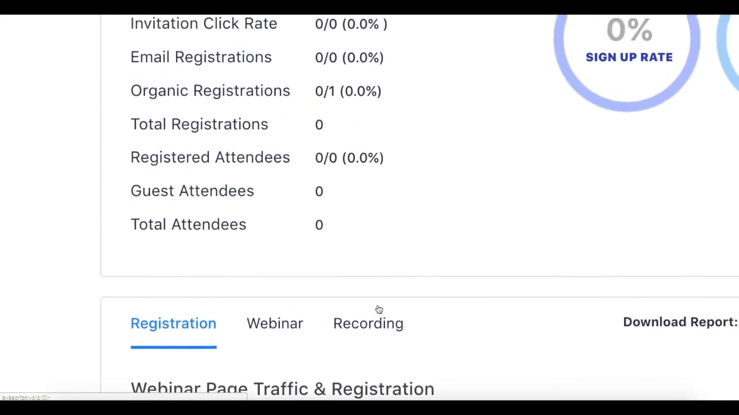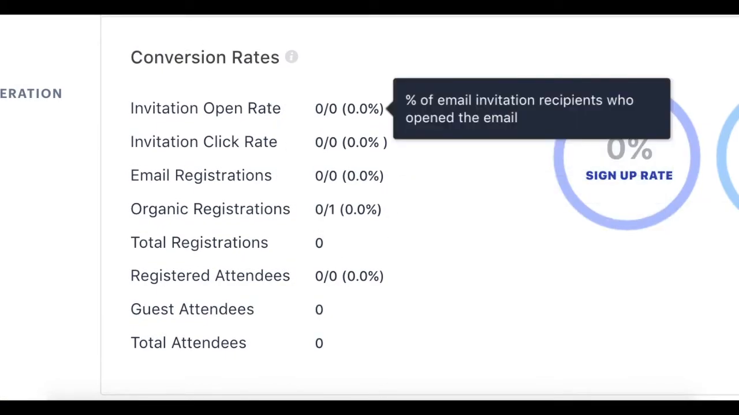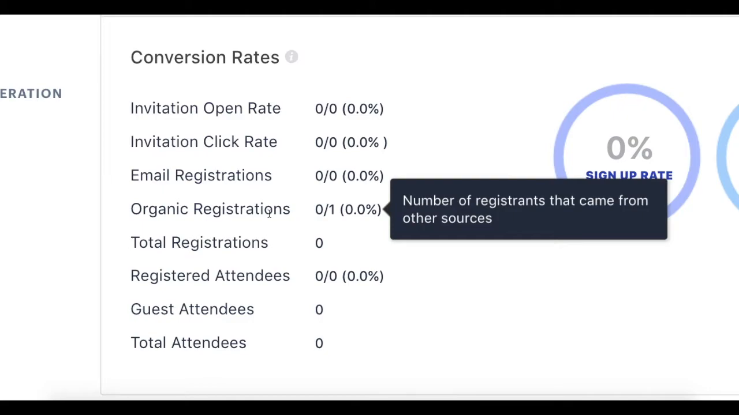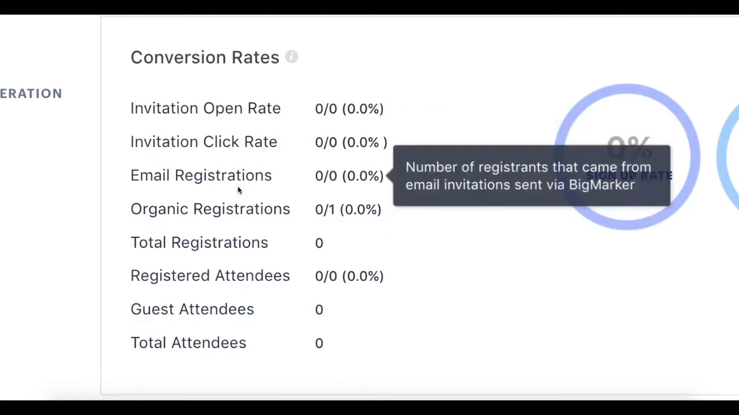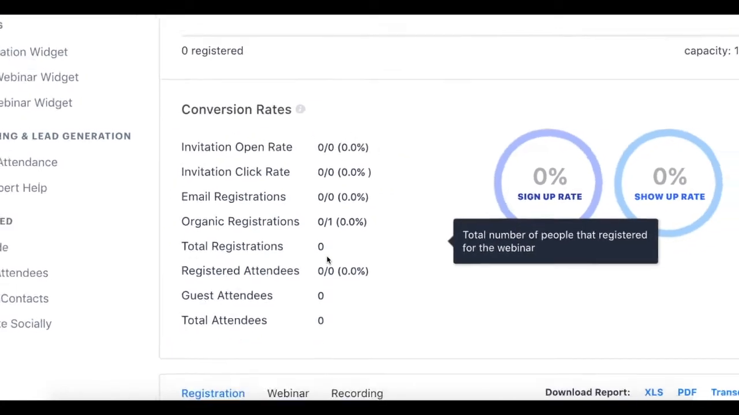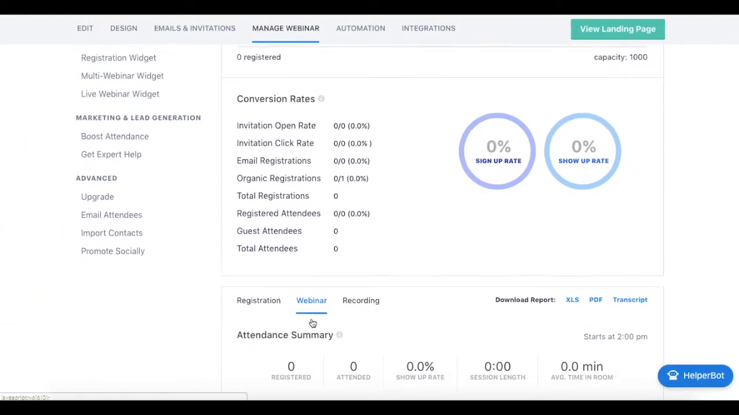So what we collect on the registration side is obviously, if you're sending invitations from BigMarker, we'll track the open rate, the click rate, and of course the conversion rate on the email invitations that you send. And then we also have this organic registration section, which is going to cover if you've just sent the link to the landing page, if they're registering just from the landing page link. So you'll see the difference here between emails and also just the landing page registrations. Now, on the post-webinar analytics, you're going to receive a lot of really, really useful stats as well.